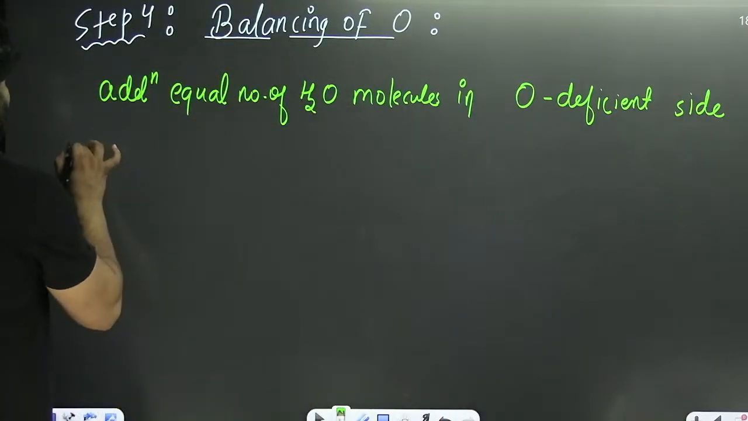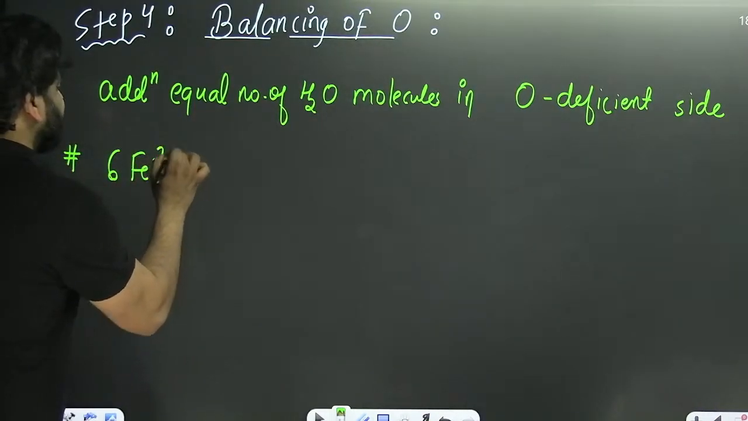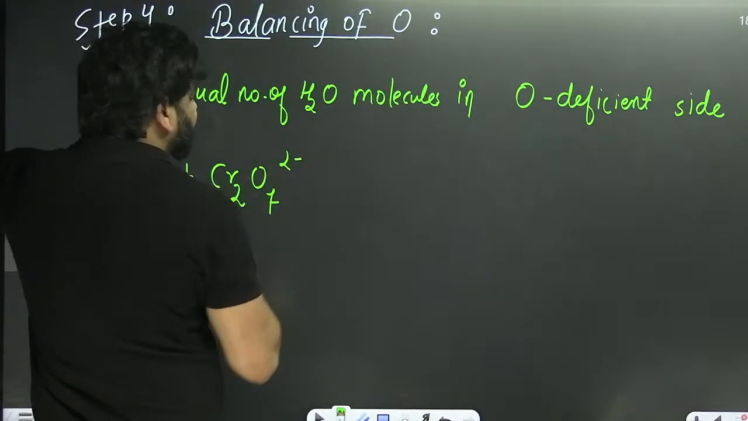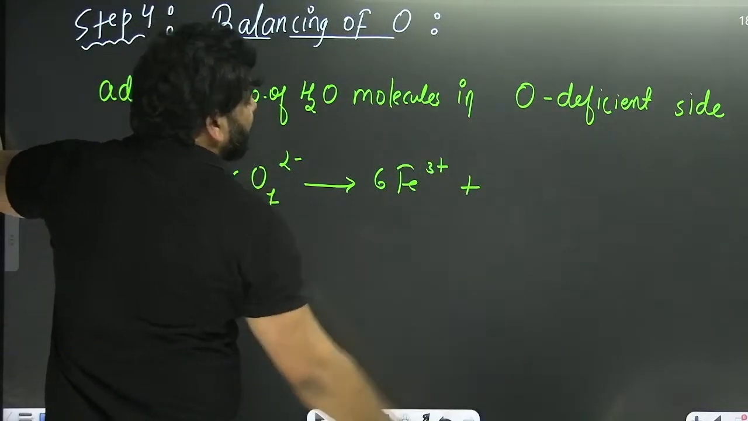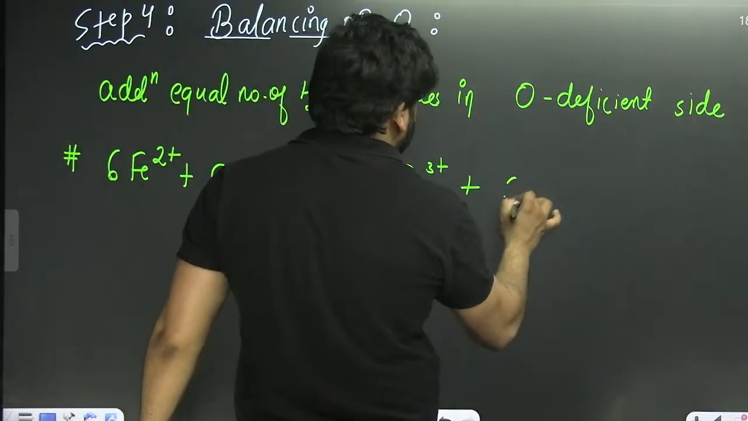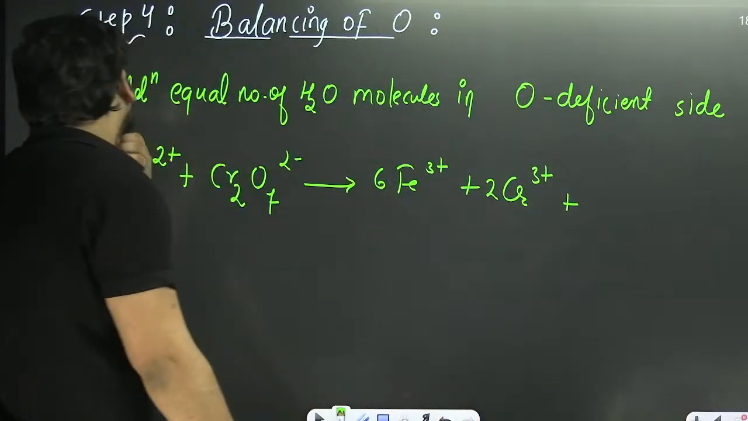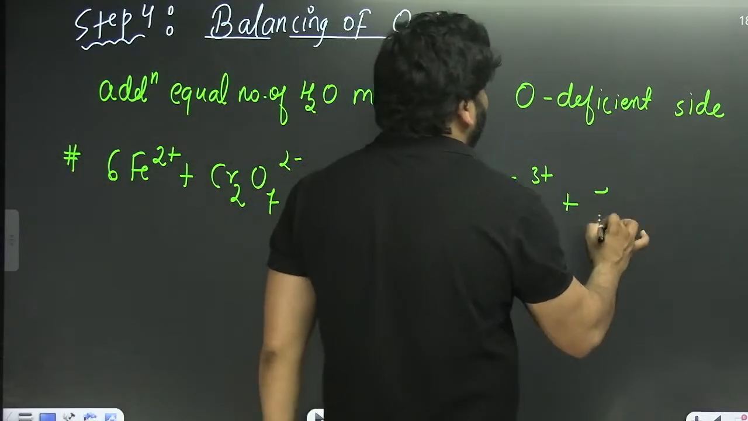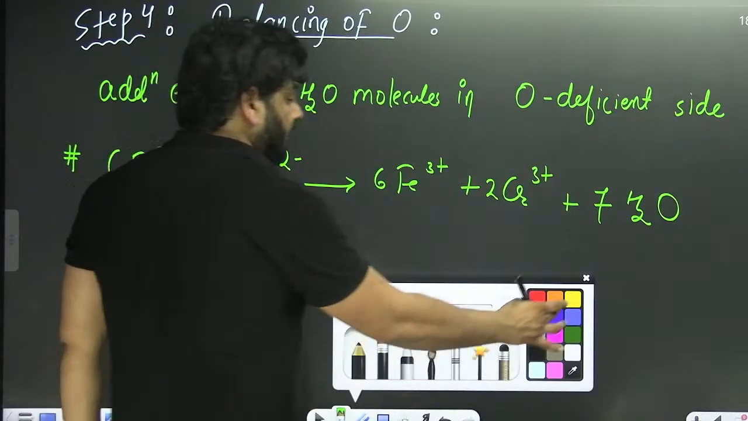So the reaction becomes 6Fe2+ plus Cr2O7 2- gives you 6Fe3+ plus 2Cr3+. Now how many oxygen can you see in the left hand side? 7. How many oxygen are here in the right hand side? 0. So it will become 7H2O, right?